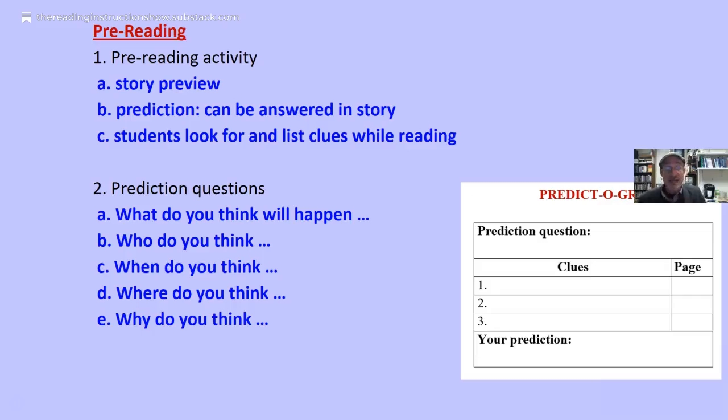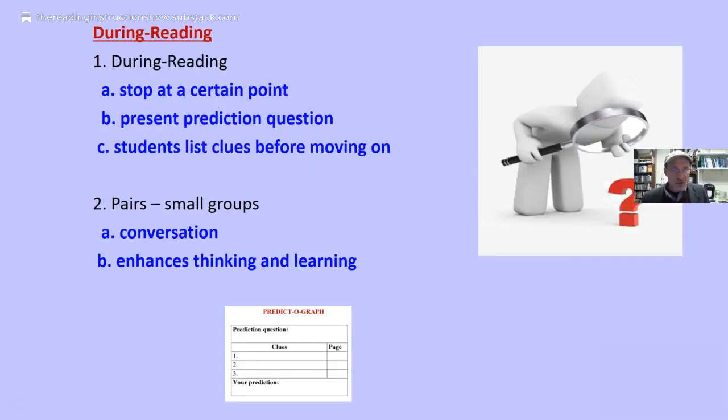Now, as a pre-reading activity, you present a story preview, a brief overview, and then you present the prediction question. The prediction question should be one that can be answered in the story. So we give students a purpose for reading, and they look for and list the clues while they read. And the prediction questions: what do you think will happen when? What do you think will happen? Who do you think? When do you think? Where do you think? These are all types of prediction questions. The key is they can be answered in the text or in the story.